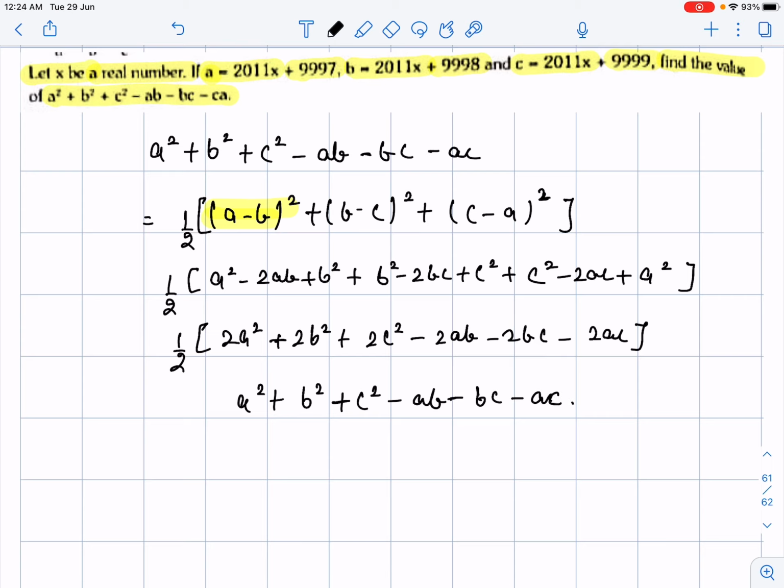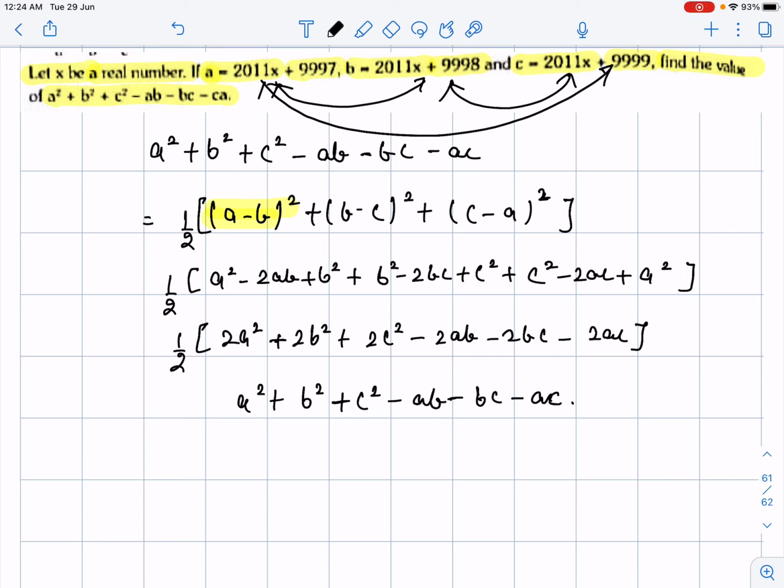Okay, so let's make use of this to solve this question. While making use of this, guys, we can see the difference between a and b is 1. b is 1 more than a, and the difference between b and c is again 1. c is 1 more than b, and the difference between a and c is 2, that is, c is 2 more than a. And the value of this expression is asked of us.